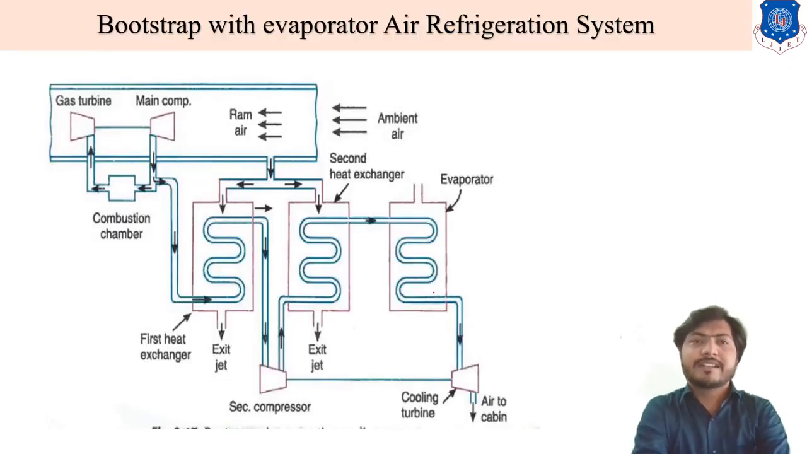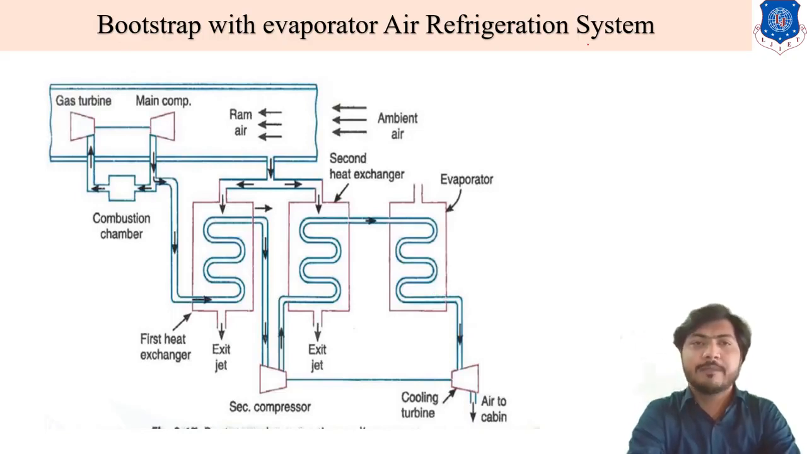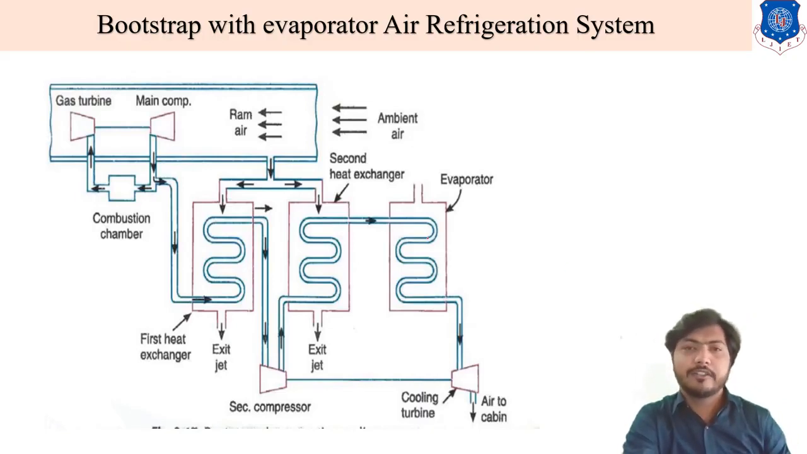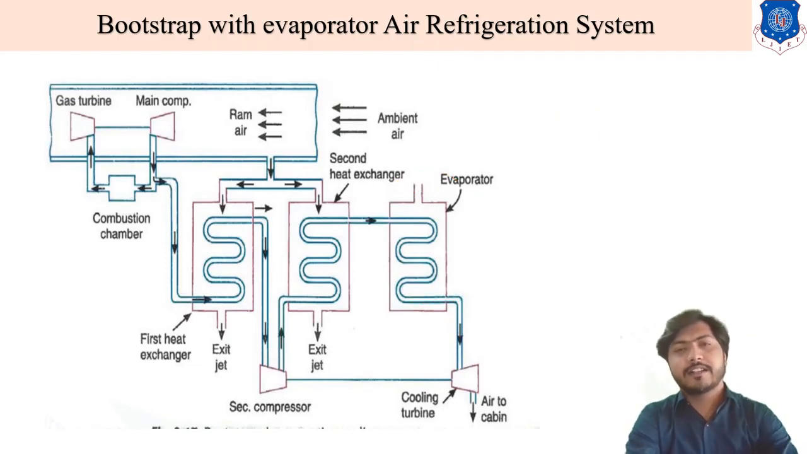This is our bootstrap with evaporator air refrigeration system. How does it work? Let's start to discuss. It functions similarly to the previous bootstrap without evaporator. The only difference is that an evaporator is added in this system. Otherwise, it is similar to the bootstrap refrigeration system. So let's start to describe how this cycle works.